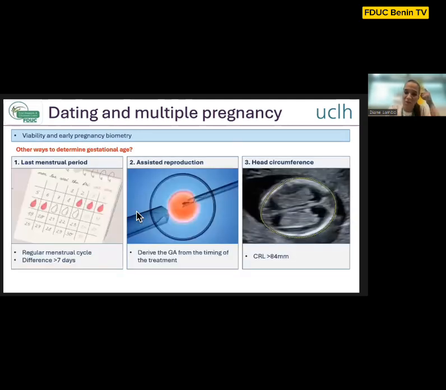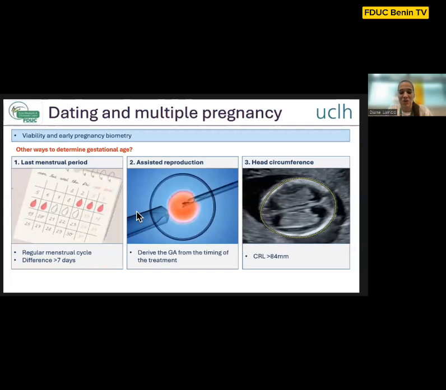Okay, but there are other ways to date. And again, I've covered this already, but traditionally it's always been based on the last menstrual period in women who have regular cycles. We don't tend to recommend or use this in most scenarios. However, failing other methods, if the woman has regular cycles, then it can potentially be used. Assisted reproduction, we don't redate the pregnancy. So whatever date they've been given from the timing of their treatment is a date that sticks with them throughout the pregnancy, irrespective of what your CRL is.